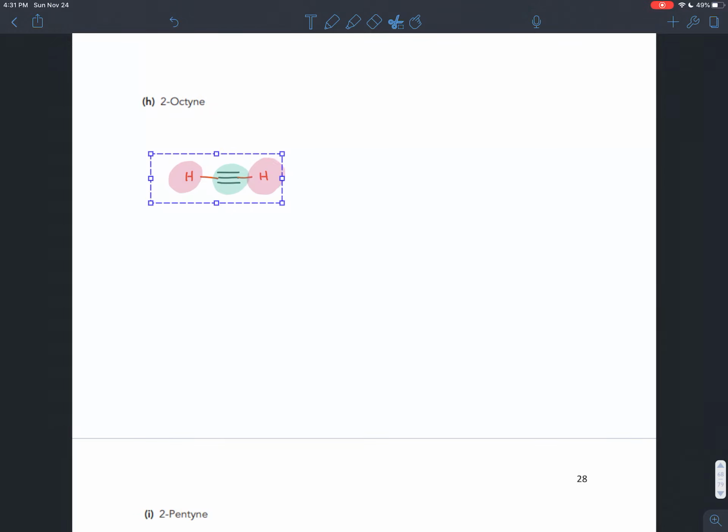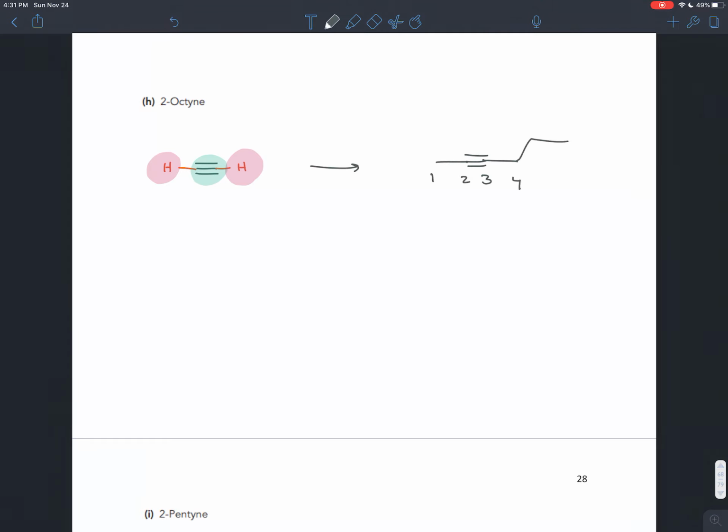Okay, let's try to turn acetylene into 2-octyne. Now, the "yne" means we have a triple bond. It starts at carbon 2 and goes to carbon 3. That's what that 2 in the front is telling us. So we have a carbon 1 on the end, carbon 4, 5, 6, 7, 8.